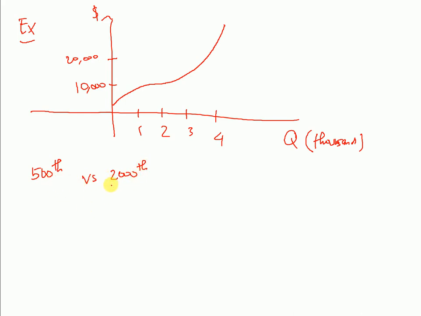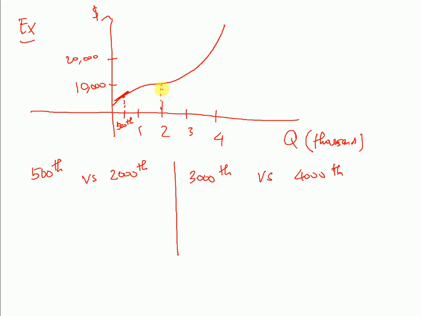Which one will produce higher profits? And also for the case of 3,000 items versus 4,000. So which one should make a profit? The company should decide if we make this particular amount of items or this one. Now, one here represents 1,000, so 500 is around here. If we draw the point to here and draw the slope, we get this slope. Now 2,000 is this one.